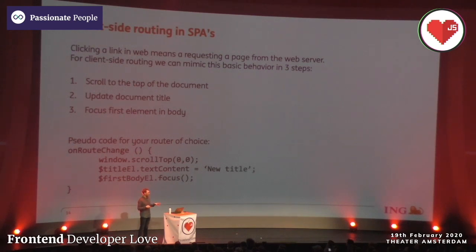So you would have an on-route-change handler, and you would do a window scroll to top. You would have a reference to your title element and change the contents of that. And then you would set the focus on the first item in the body, or the first element in the body. And there you go. It's accessible again.